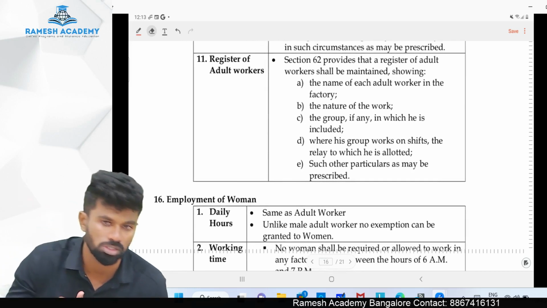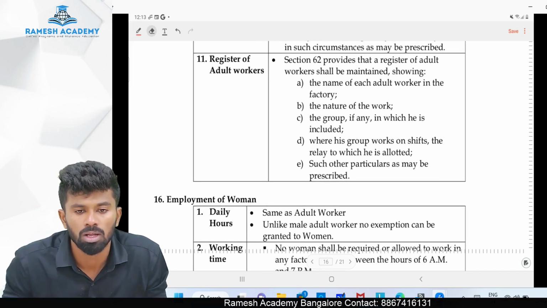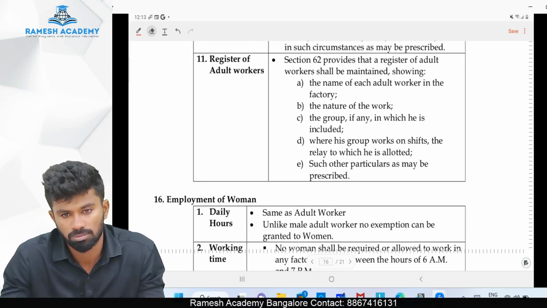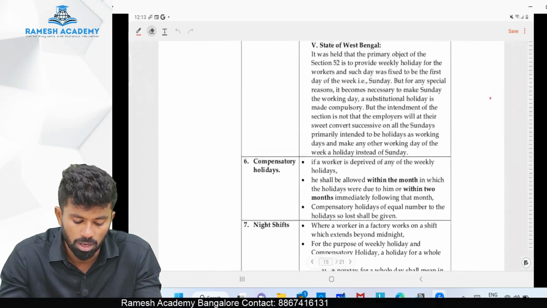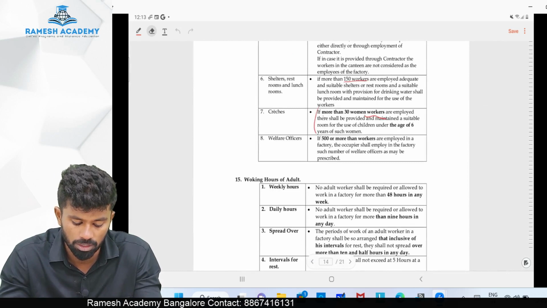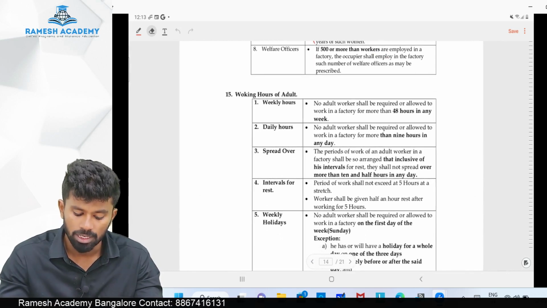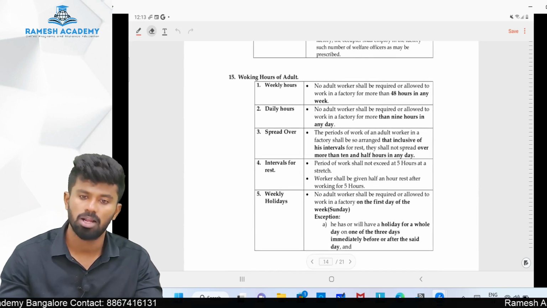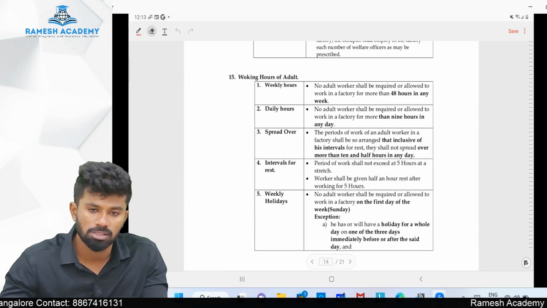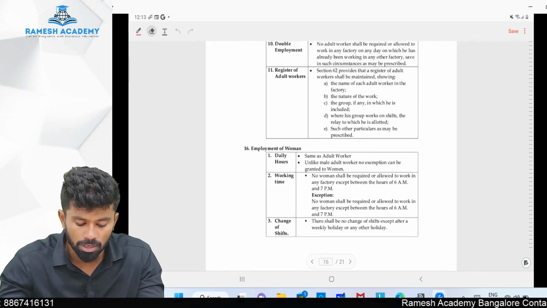They may ask questions in the examination with respect to provisions regarding adult workers' timing. So an adult worker cannot be allowed to work for more than how many hours in a day? 9 hours. At any time, it shall not exceed how much? Including break, 10.5 hours. Correct? So they may ask these questions in the examinations. Be careful.